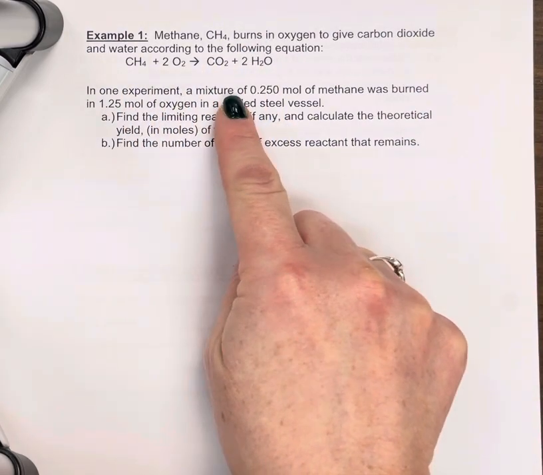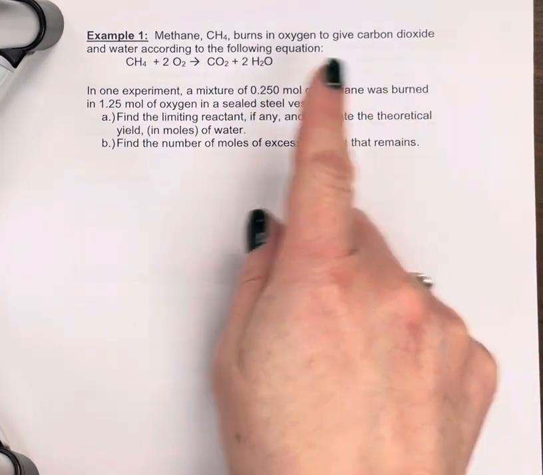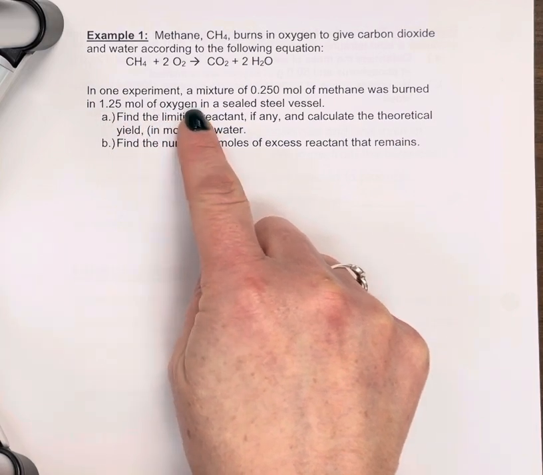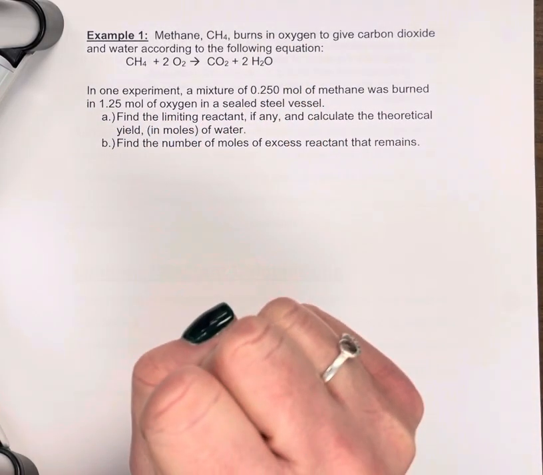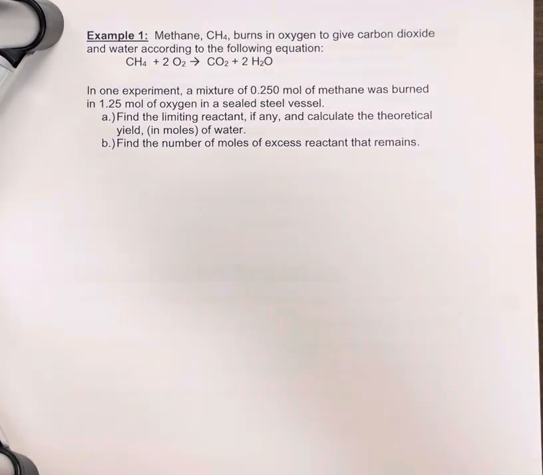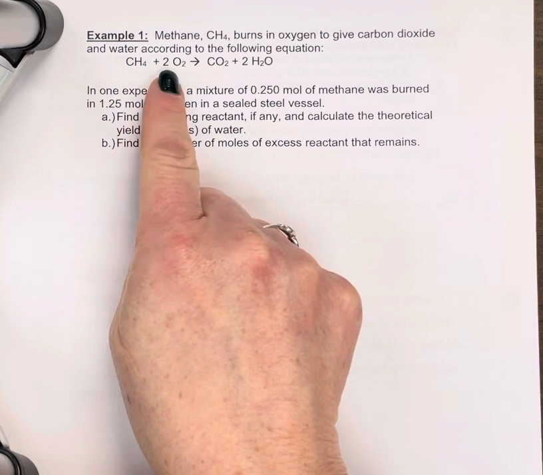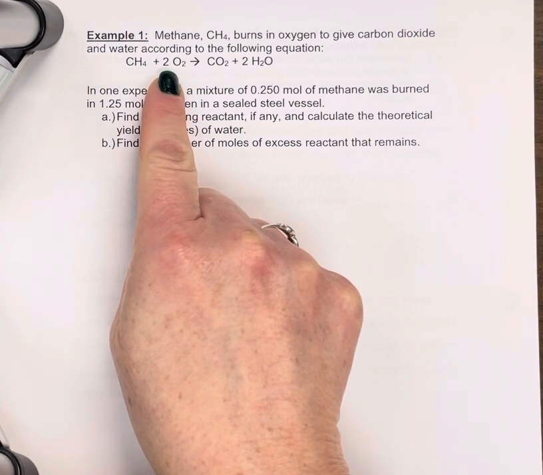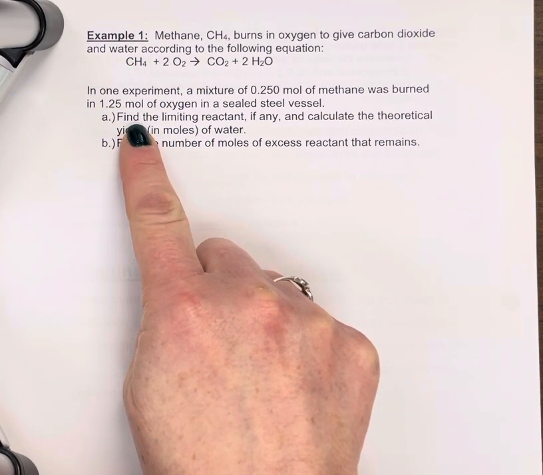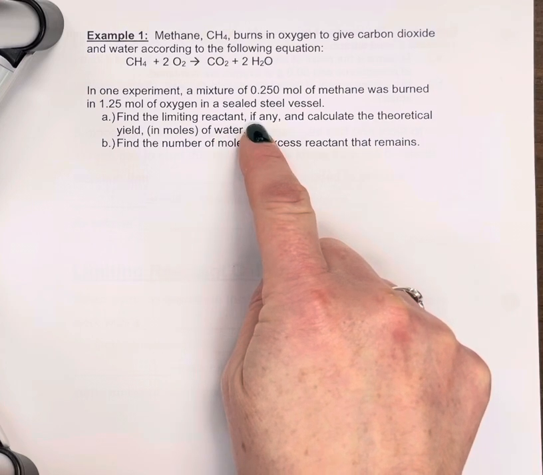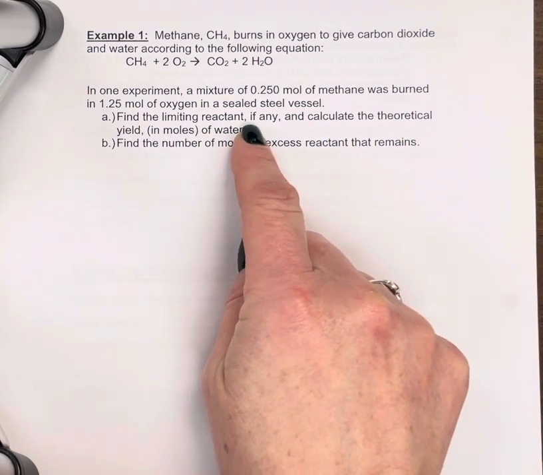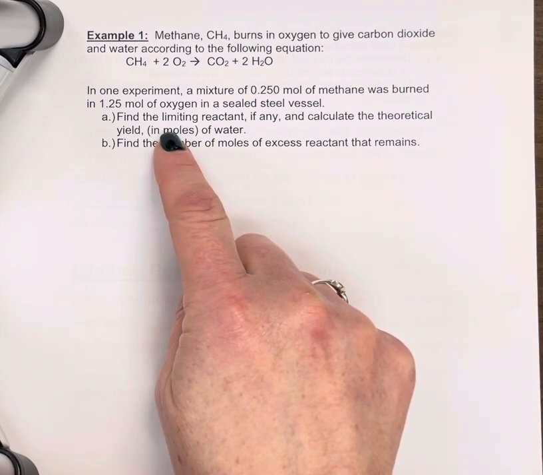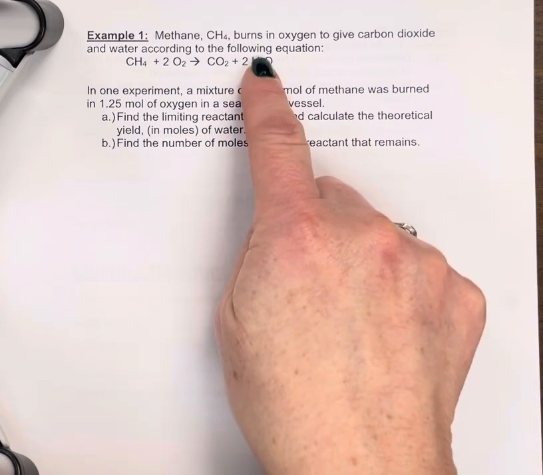In one experiment, a mixture of 0.25 moles of methane was burned in 1.25 moles of oxygen in a sealed steel vessel. In a limiting reactant question, you'll always be given the amount, whether it's moles or grams, in this case moles, of at least two of the reactants, which we only have two here. Then the question is going to ask us, find the limiting reactant, if any, which there is, and calculate the theoretical yield in moles of water. So find out how much water is produced ultimately.